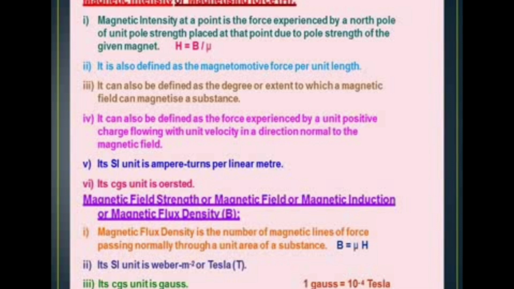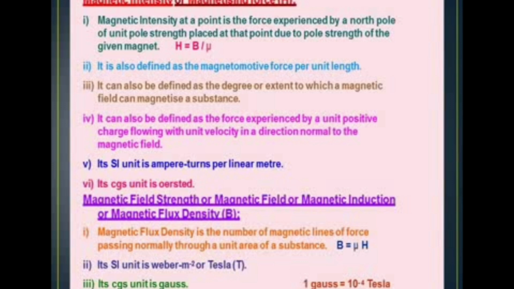Okay. Then next we are going to see the properties of magnets. So what are all the properties a magnet possesses? A magnet has a large number of properties. So the first one is magnetic intensity. Magnetic intensity or magnetizing force is denoted by the letter H. So magnetic intensity at a point is the force experienced by the north pole of unit pole strength placed at the point due to the pole strength of the given magnet.